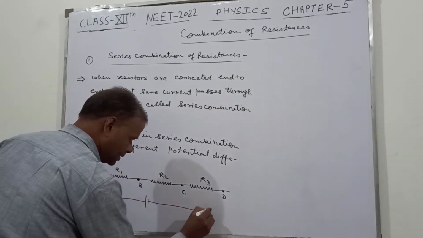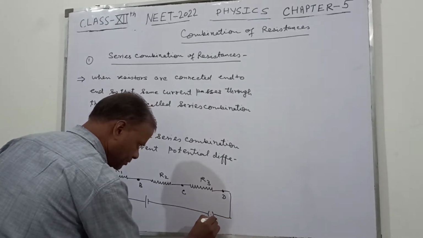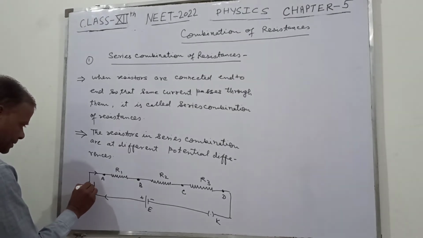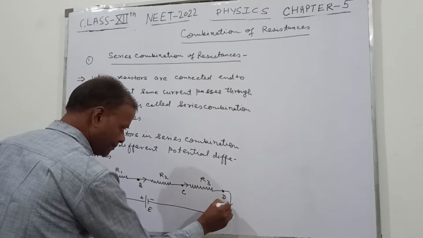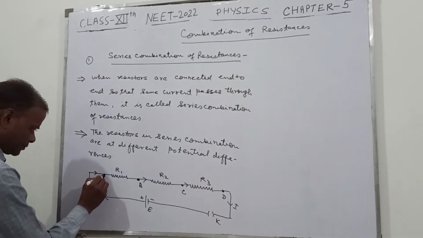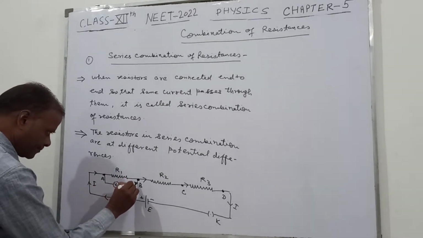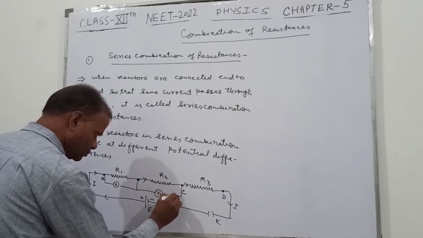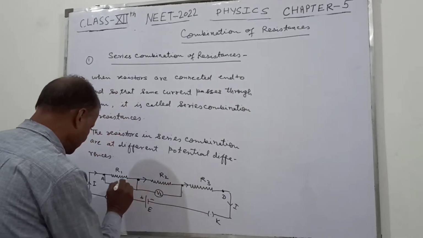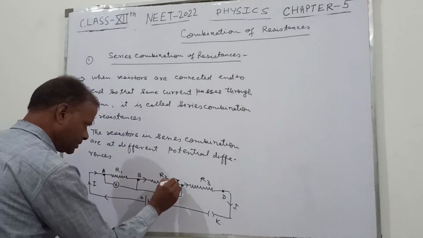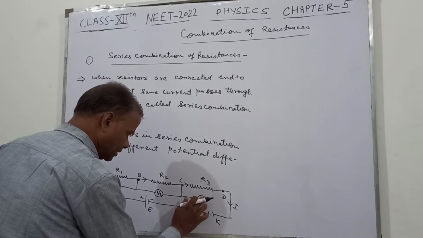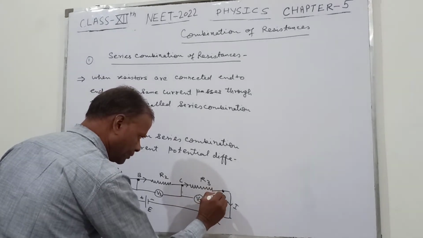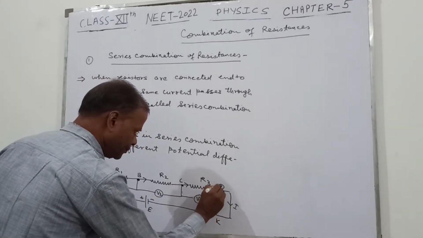Let this be the cell. This is now key K. This is the cell of EMF E. So it carries a current I. Here the current is I. The potential difference across this is let V1, and that equals to this, this is V2, and then this is point A, this is point B, this is point C, and here we have the potential difference V3 across this. This is point D.